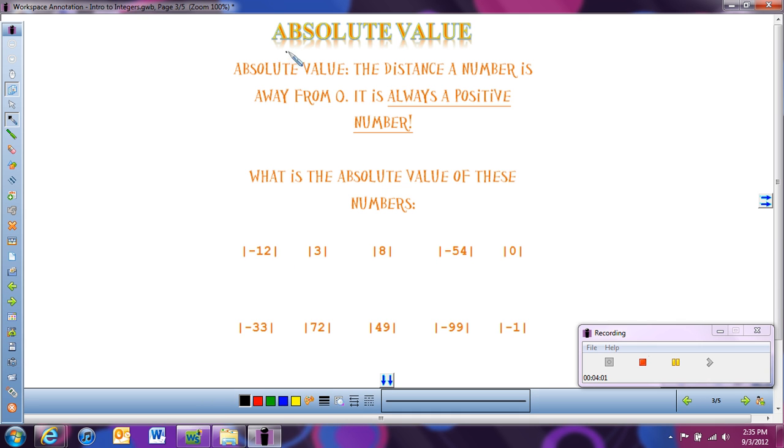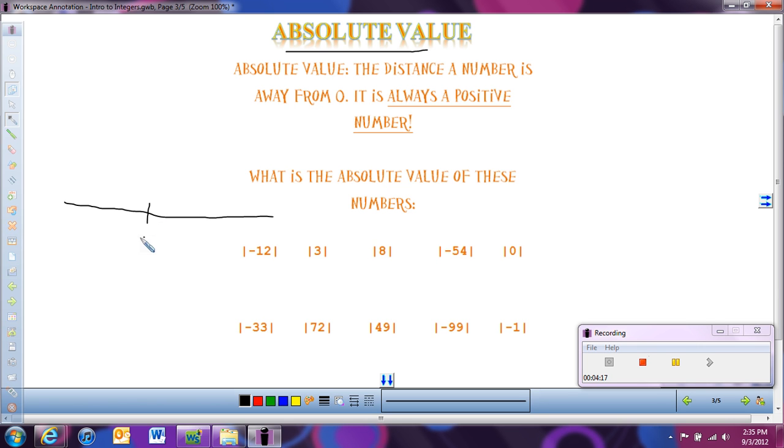Now we're going to talk about something called absolute value. And absolute value is just the distance a number is away from 0. And this number will always be a positive number. Looking a lot at what we were just doing on the last screen, but basically it's looking at our number line again, looking at 0, and just taking any number and looking at just how far away from 0 it is. Not worrying about positive numbers, negative numbers, adding or subtracting. We just want to know how far away it is from 0.